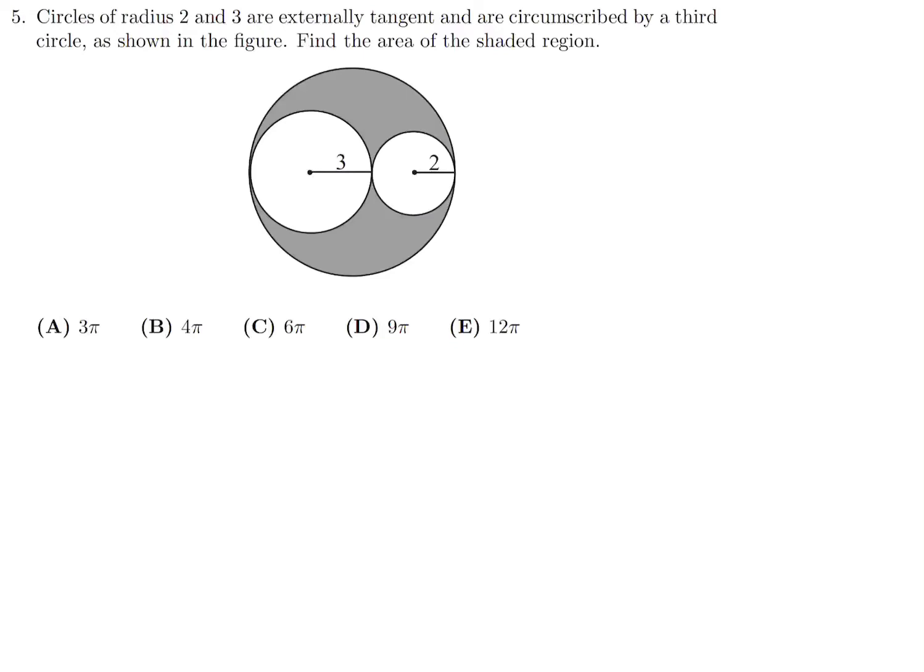Circles of radius 2 and 3 are externally tangent and are circumscribed by a third circle, as shown in the figure. Find the area of the shaded region. So we have a situation where you have two small circles that are tangent, right?